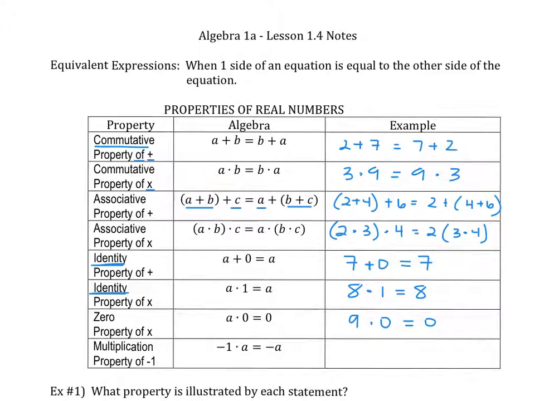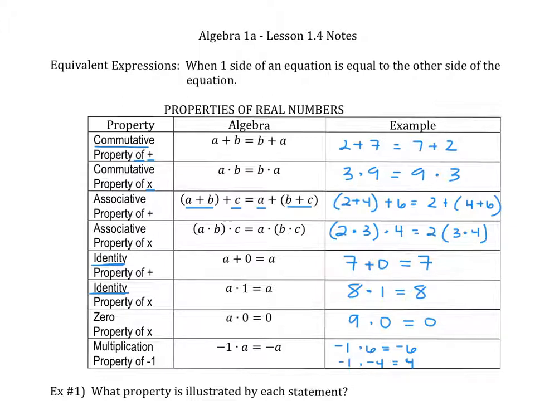Okay? And then the last one, multiplication property of -1. If you multiply a number by -1, it becomes the opposite of that number. So if I do -1 times 6, my answer now is -6. That also works with a negative number. If I do -1 times -4, my answer is the opposite, which would be +4. Okay, so if you multiply something by -1, you get the opposite of what you had.